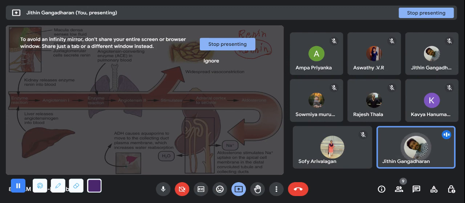Simply understand that when the kidney releases renin into the blood, the liver releases angiotensinogen into the blood. Okay, angiotensinogen into the blood.